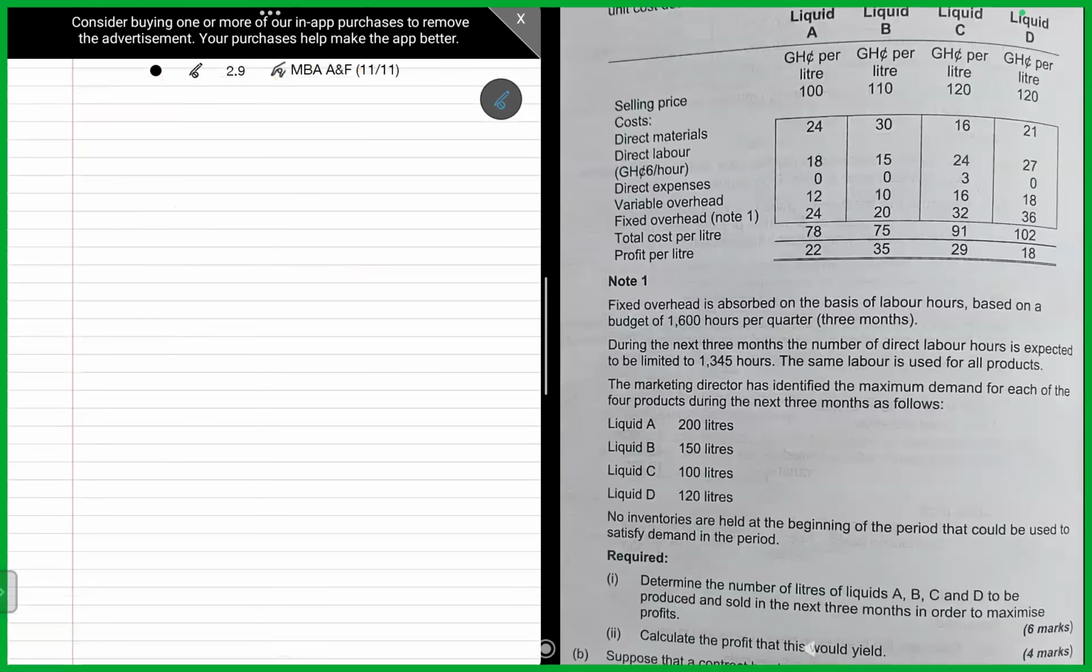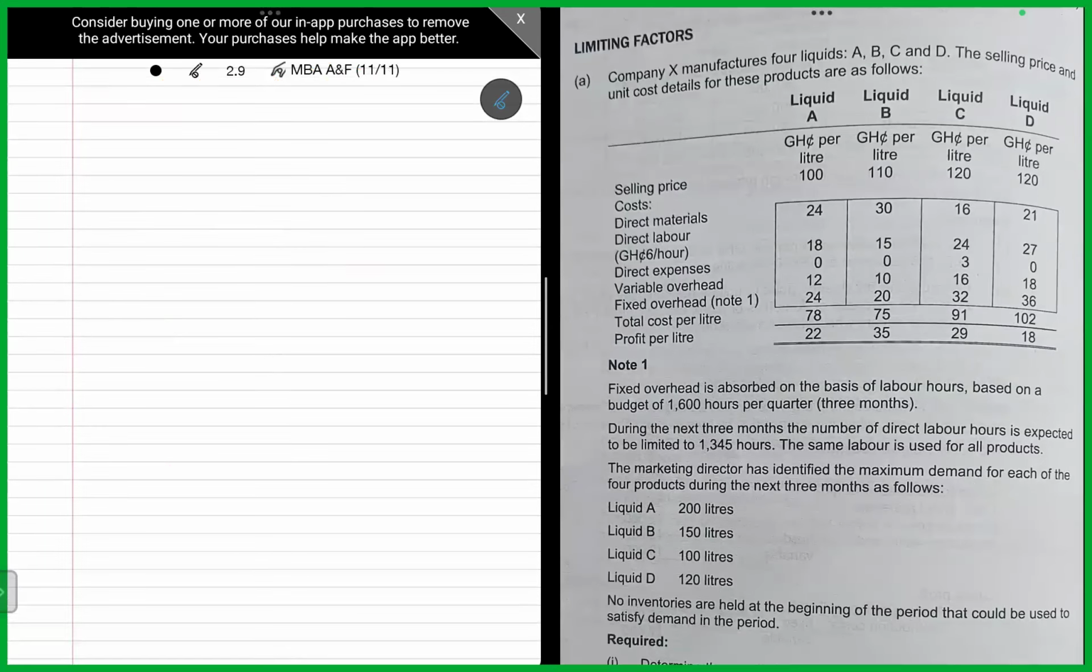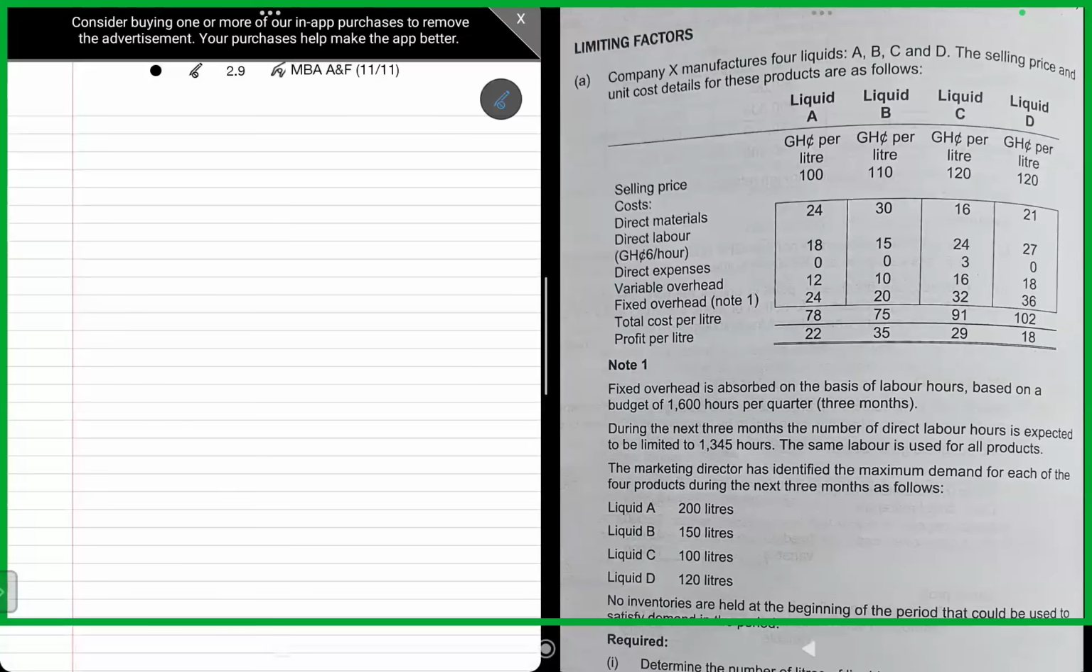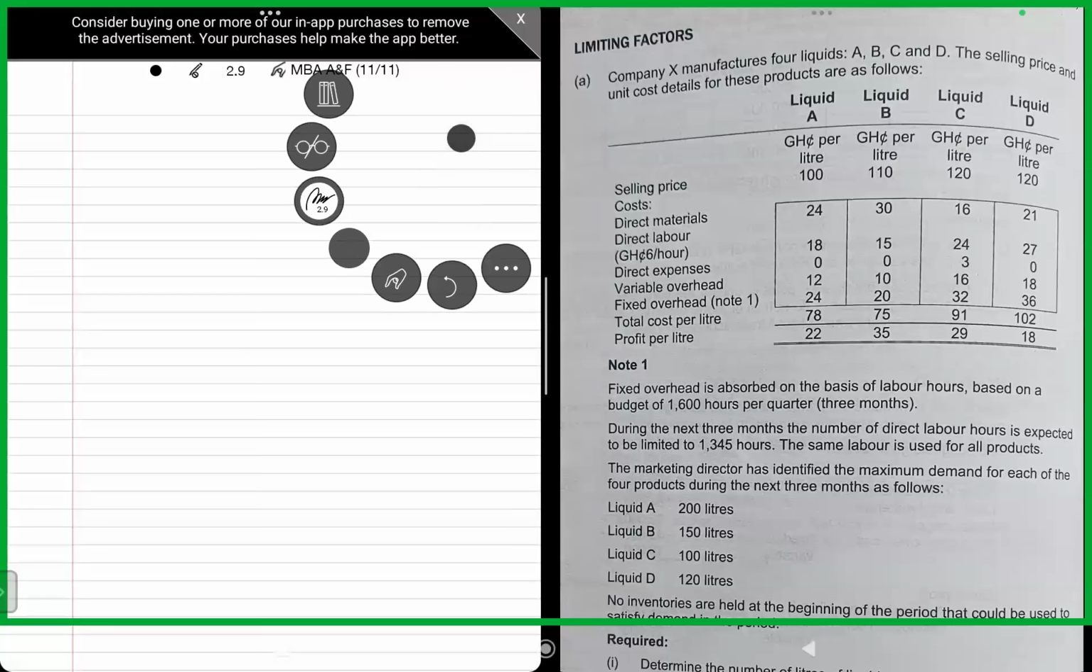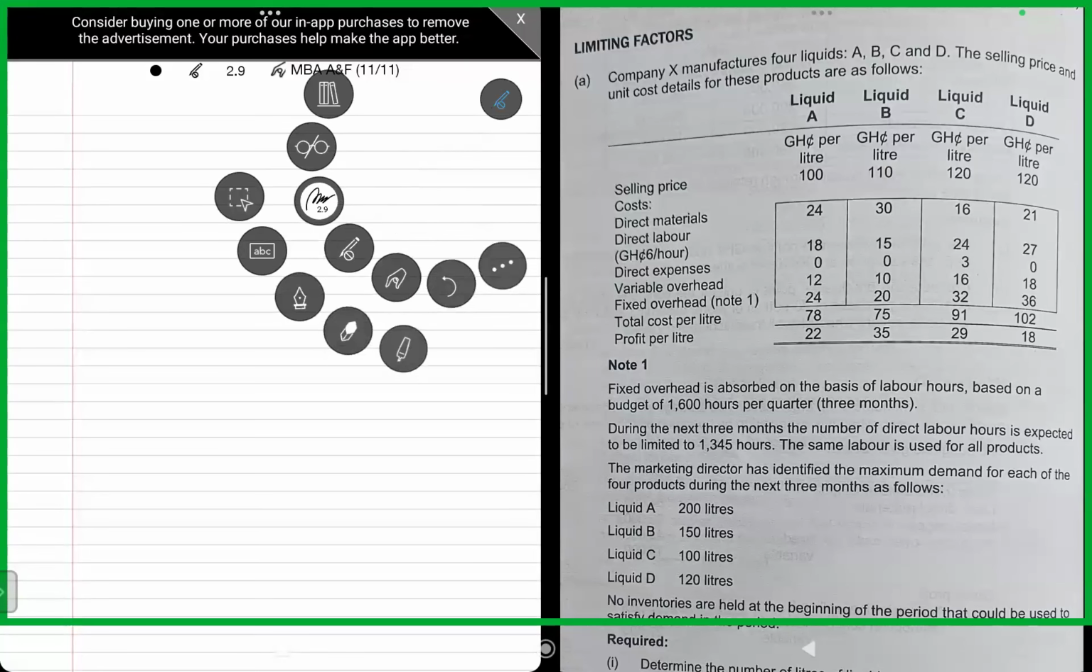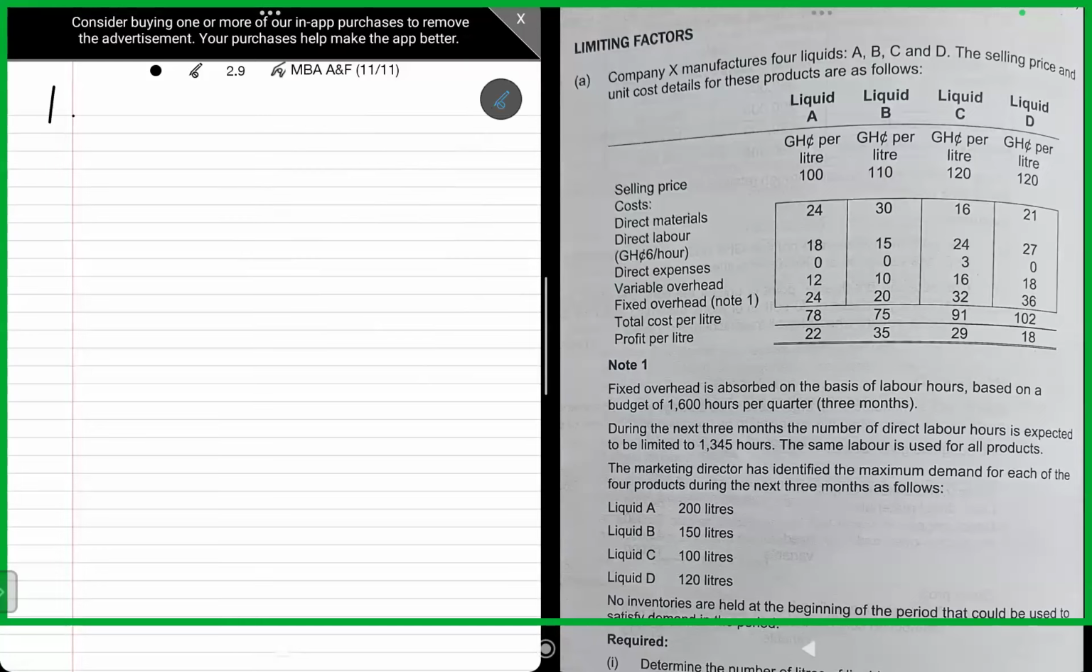So the first step is we identify the limiting factor.